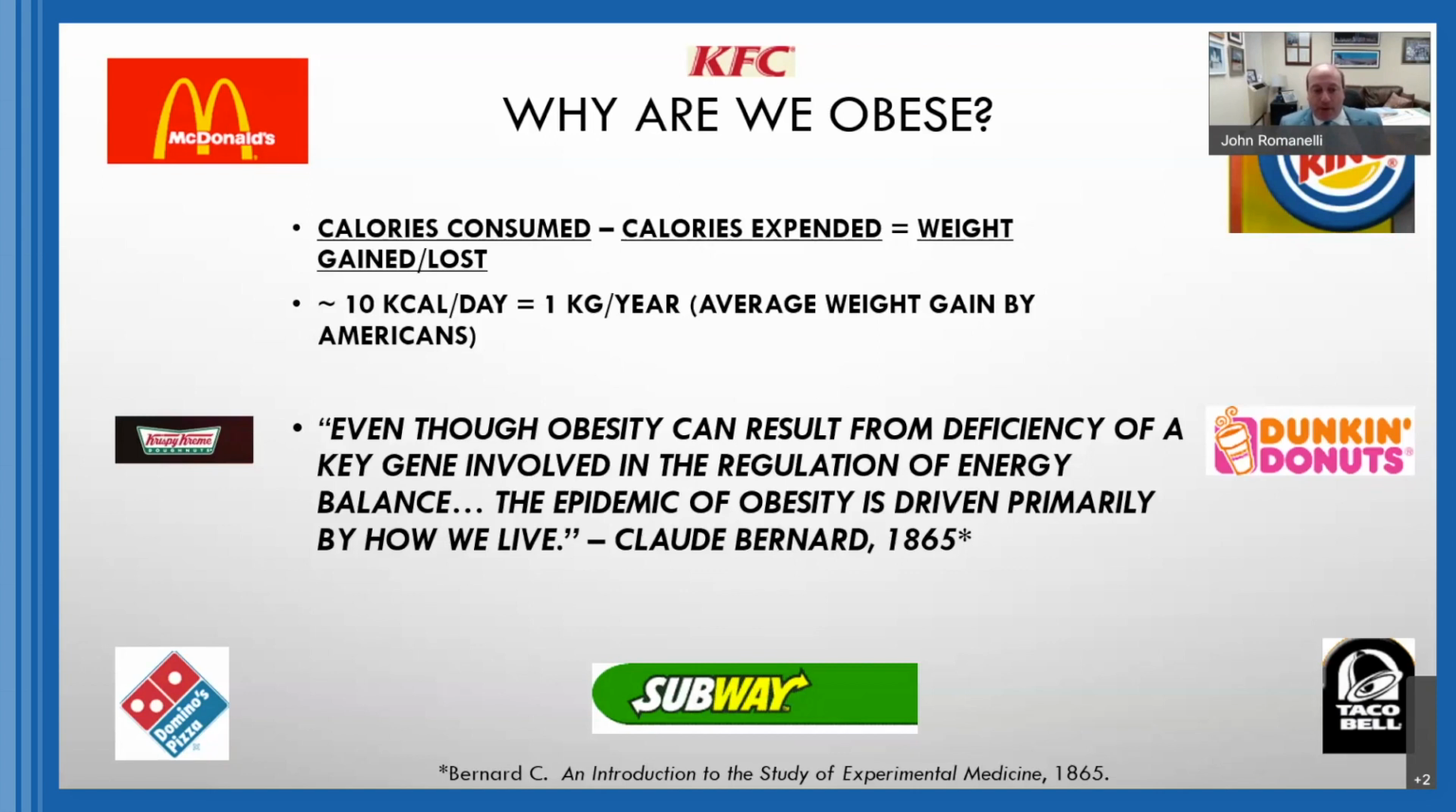And it's driven primarily by how we live. It's our behavior. Now, genes are involved. It's very rare that you see someone who's morbidly obese with two parents who are skinny as a rail. So genetics play a role, but our behavior plays a role as well. That was recognized over 150 years ago, which is pretty staggering to think about.